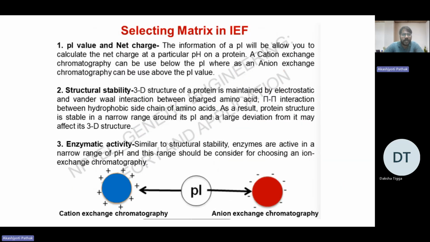So now, what are the different factors? As I was explaining initially, in ion exchange chromatography you need to know the PI of your protein, whether it is an acidic protein or a basic protein. Accordingly, you have to choose the buffer.